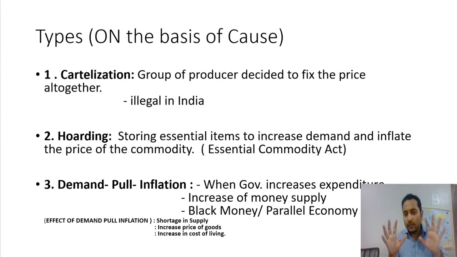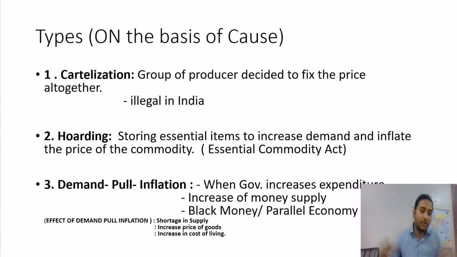Let's say there's a group of 5 producers of a particular item, and they are the only producers of that item, like a kind of monopoly. So what they did, they formed a group and decided to increase the price of the item. That is called cartelization. For example, the oil producing countries formed a group and decided to increase the price of oil in the international market, and we can see the result here. The price of petrol is above 100 in India now. So this is the example of cartelization.